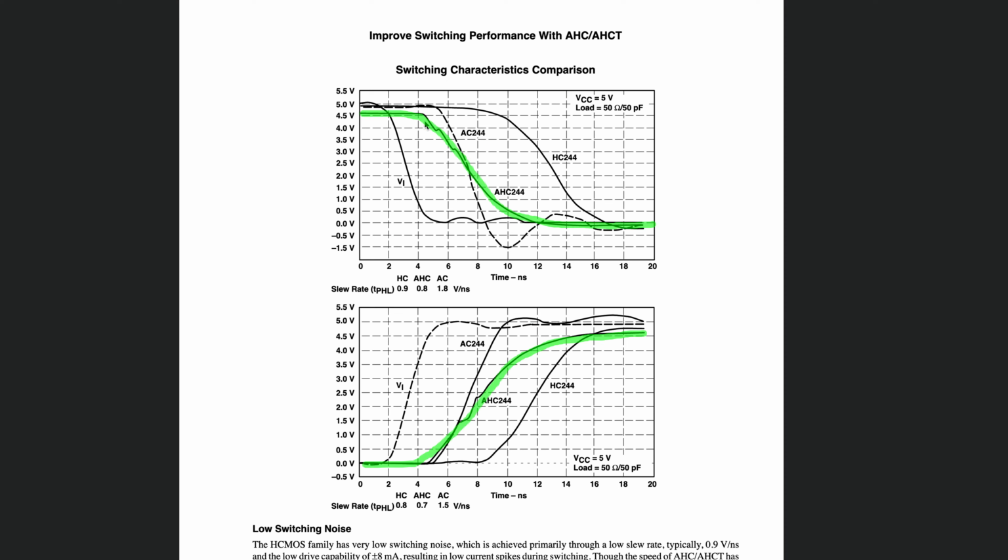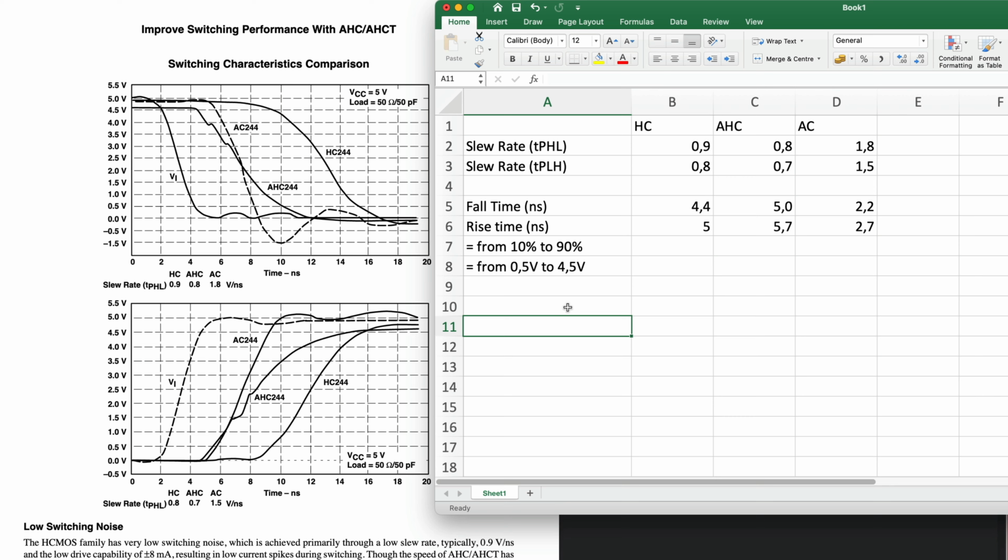So you can see here that the HC gate has comparable speeds, but it's a much nicer slope, comparable to the one of the HC gate, which is much slower, but it also has a gentle slope. So will this work with the 5 nanoseconds rise and fall time requirements of the CPU? So I put this data into a spreadsheet in order to compare it.